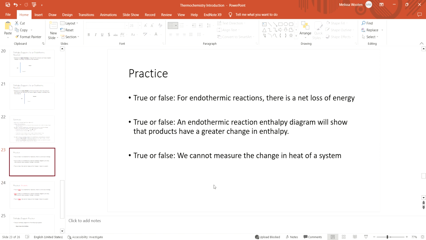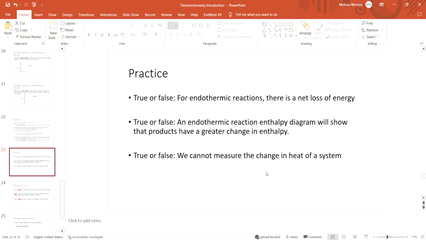So we're going to go into some practice. True or false? For endothermic reactions, there is a net loss of energy. True or false? An endothermic reaction enthalpy diagram will show that the products have a greater change in enthalpy. True or false? We could not measure the change of heat in a system.